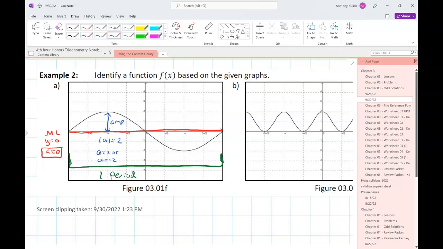Let's see. This is negative 2 pi down here. I know it's hard to read in the picture, and that's positive 2 pi up there. So my period is 4 pi long. Everybody's okay with that? So that tells me that the absolute value of C then has to be 2. So C is 2, or it's negative 2.